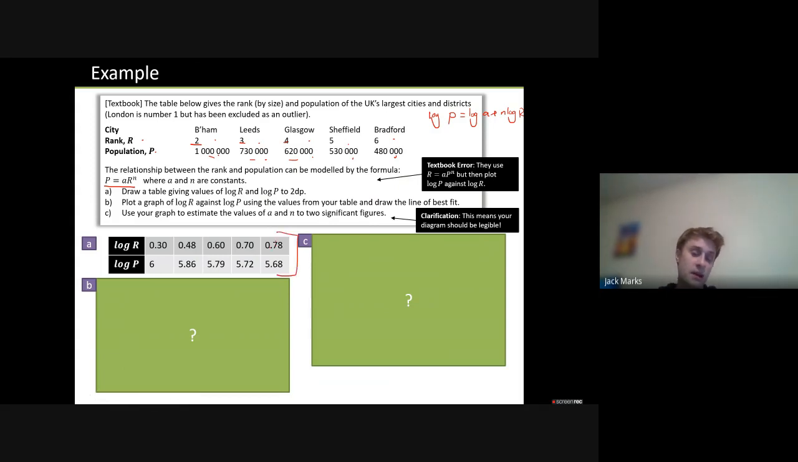And what do you notice about these values? Well, the scale would be much easier to draw than this. You don't want to go up to 1,000,000 on a piece of paper.